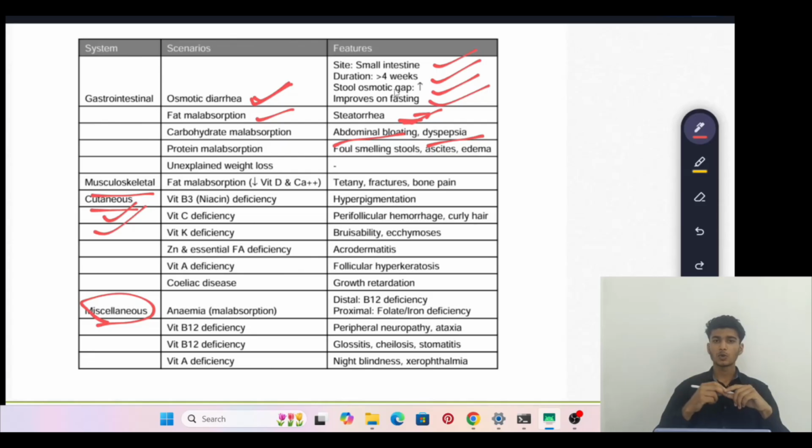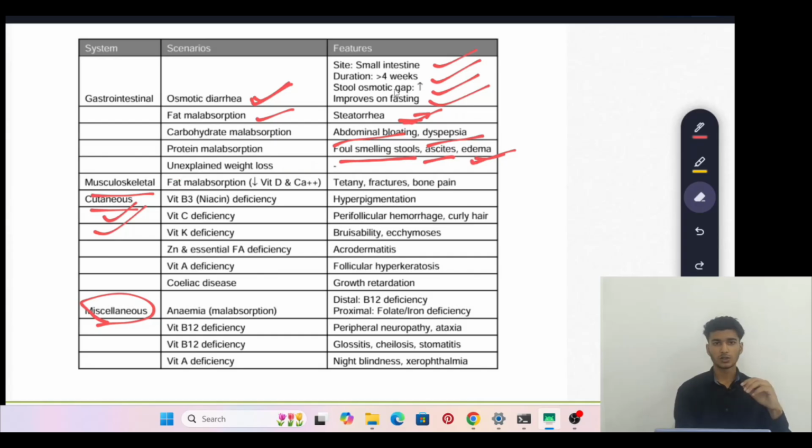Then, if there is protein malabsorption, what will happen? There will be a foul smell because the protein is also fermented inside the small intestine. There will be ascites, meaning filling of fluid inside the abdomen, and there will be edema. Edema refers to swelling, and then there will be unexplained weight loss. You cannot explain why the patient is suffering from weight loss. Then, when you do the tests and get confirmation that there is malabsorption, you can explain that this was the reason the patient was suffering with weight loss.